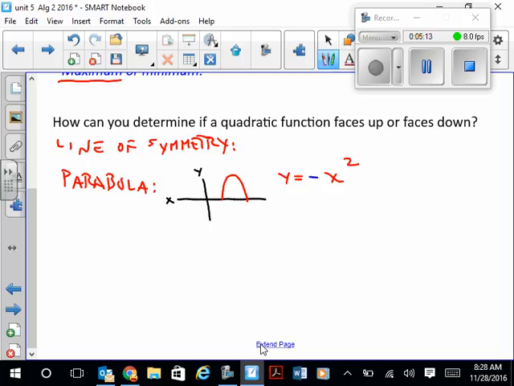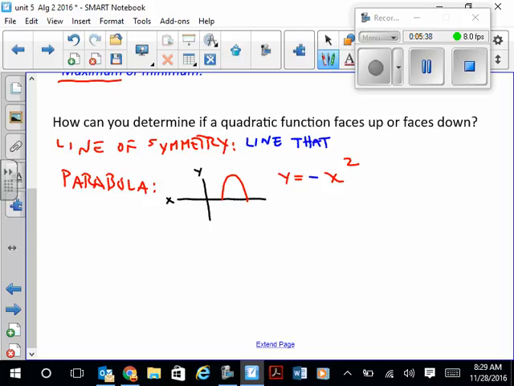And the line of symmetry has an equation. Anybody know what letter we use when we are given the equation for the line of symmetry? X. I heard X. The line of symmetry's equation will always start off with X equals some number.